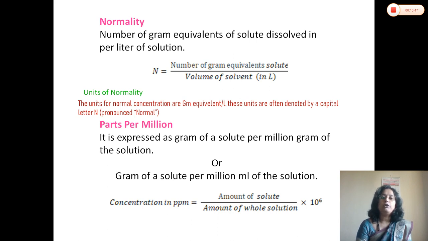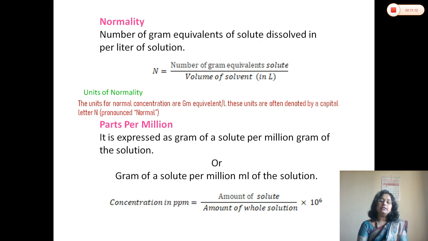But if we want to express the volume of solution in ml, then multiply this whole entity by 1000. Now again about the unit of normality. The unit for normal concentration is gram equivalent per liter, but again it is often denoted by the capital N and pronounced as the normal solution.